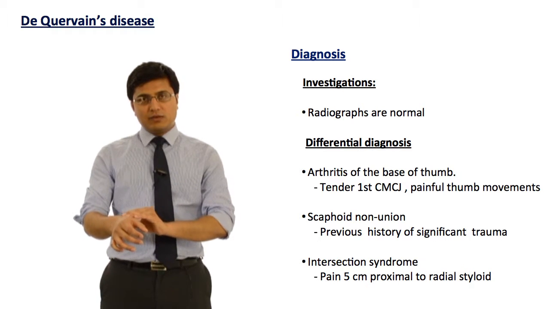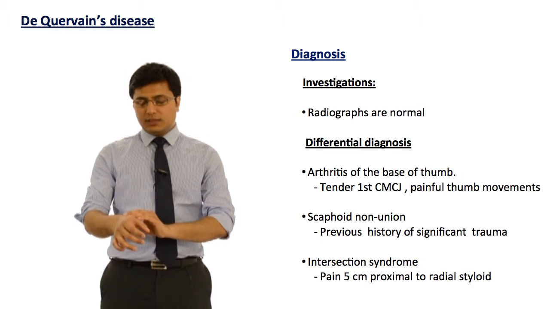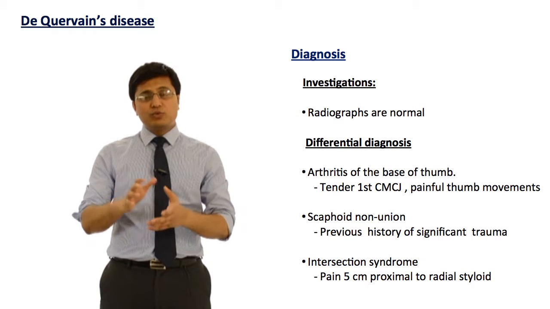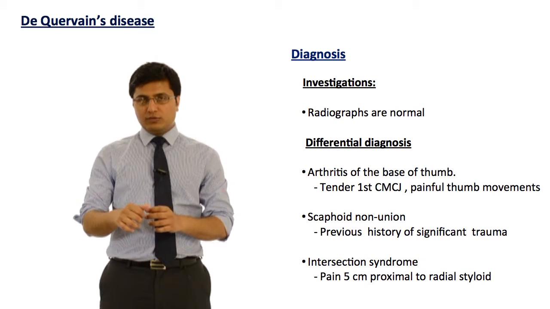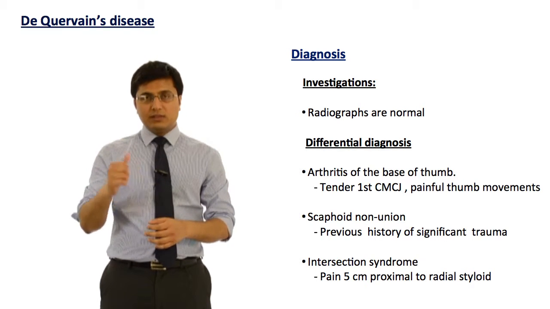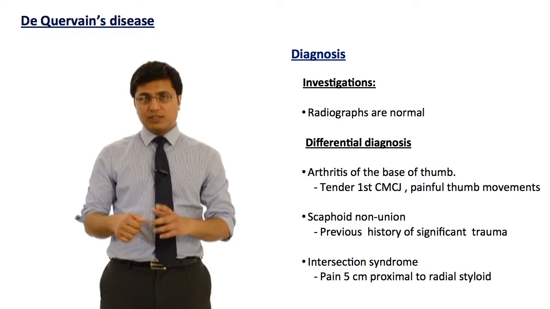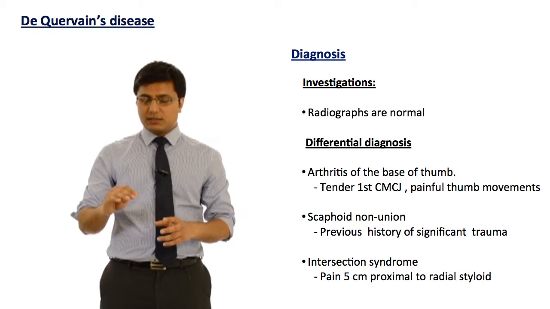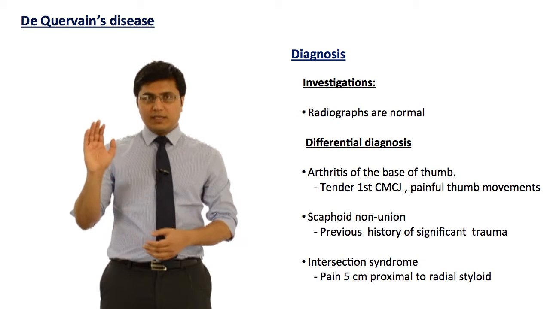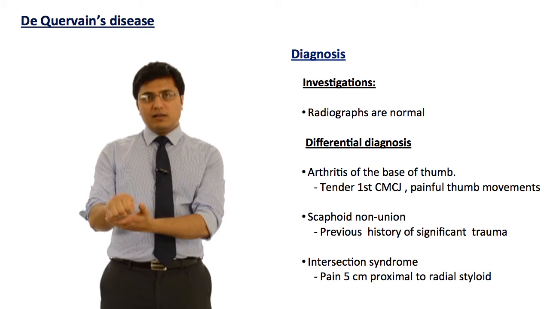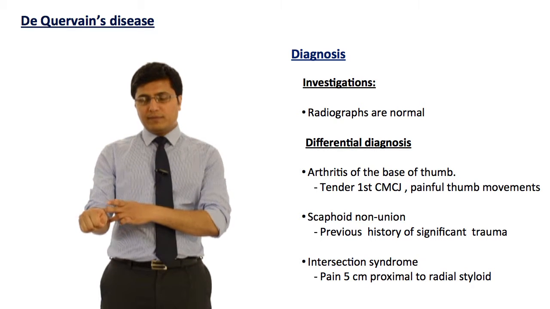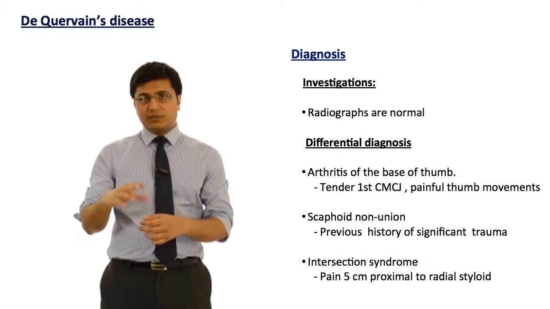There may be thickening of the tendon sheath, and there are 2 tests which are of diagnostic value in De Quervain disease. One is Finkelstein's test, and another one is the hitchhiker's sign. In Finkelstein's test, you make a fist with the thumb included in the fingers, and extreme ulnar deviation will reproduce pain. And actually it has a second part.